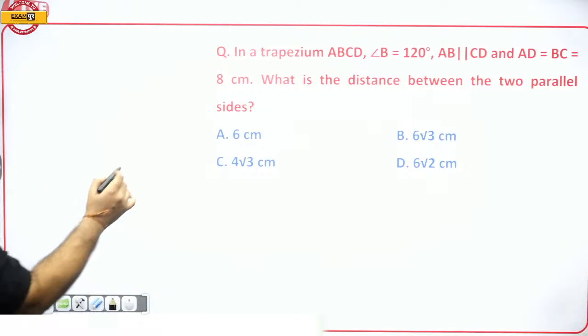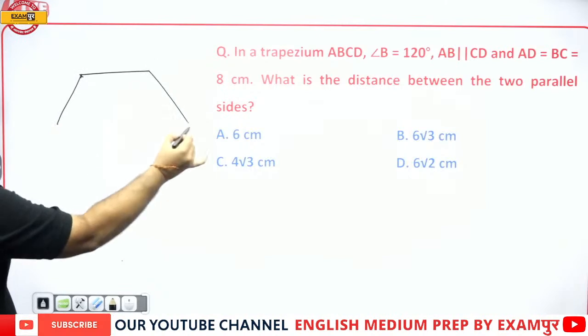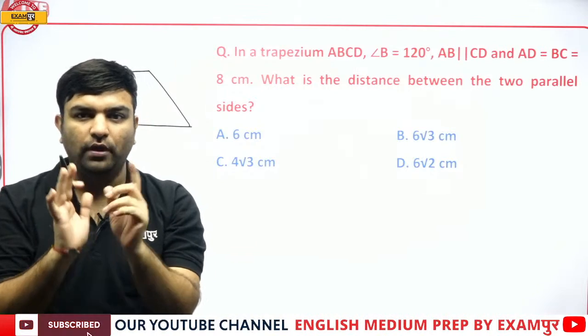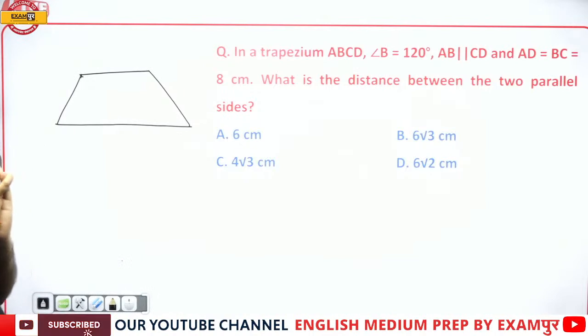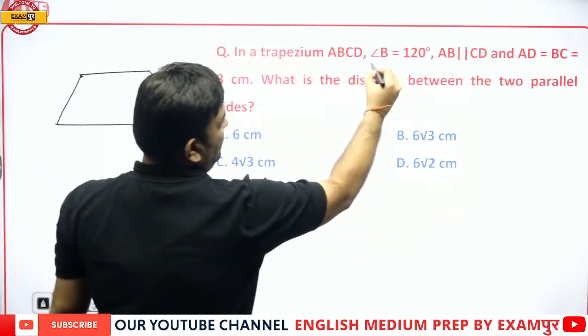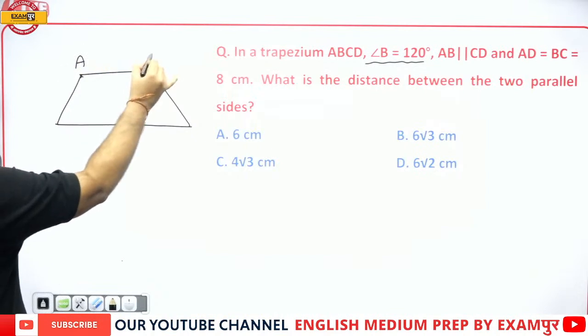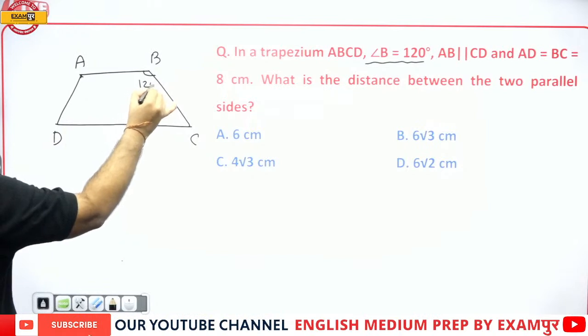In a trapezium ABCD, AB is parallel to CD. Don't fill in the sides in the beginning. Just wait for a few seconds. Okay, AB and CD are parallel sides and angle B is big. So I'm beginning like this: A, B, C, D, because angle B is big.